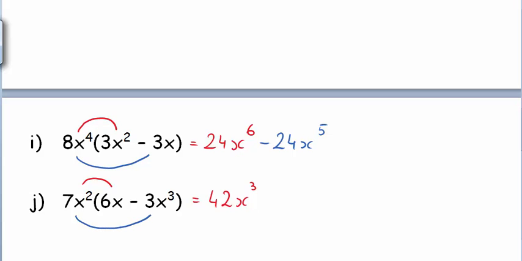Now 7x squared multiplied by negative 3x cubed. 7 times 3 is minus 21. X squared times x cubed is x to the power of 5.